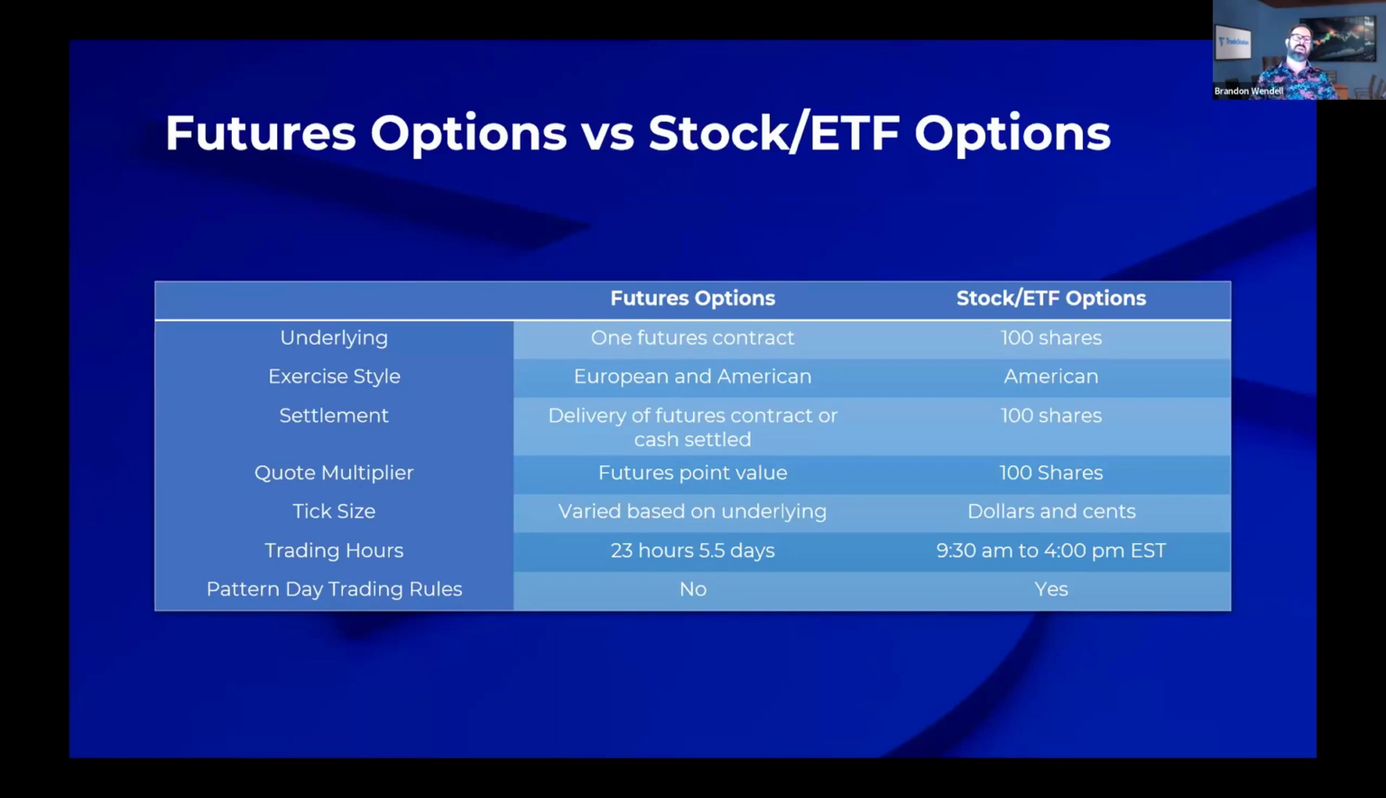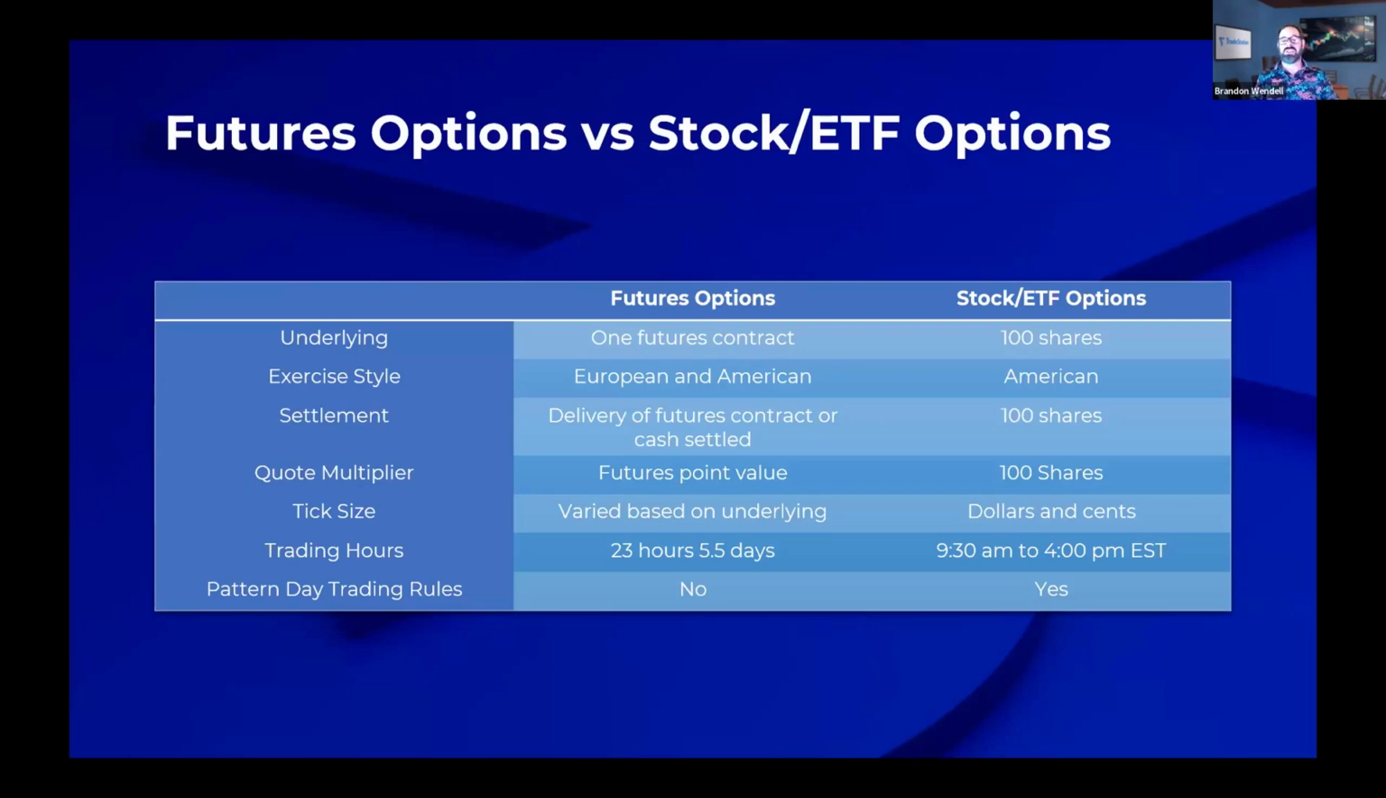All futures contracts represent different sizes of the underlying security. For instance, gold represents 100 ounces of gold. If you're trading oil, it's 1,000 barrels of oil. Because they are all different, the value of the options are also different. They're going to be based on whatever the underlying security is. And the same thing when it comes to the tick size and trading hours.